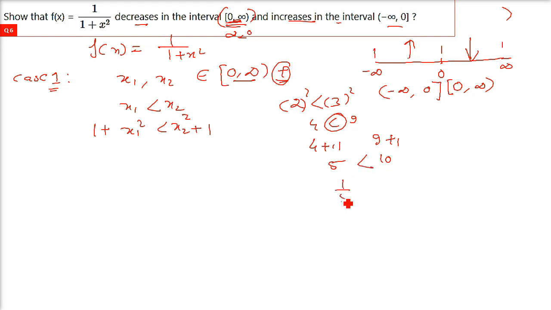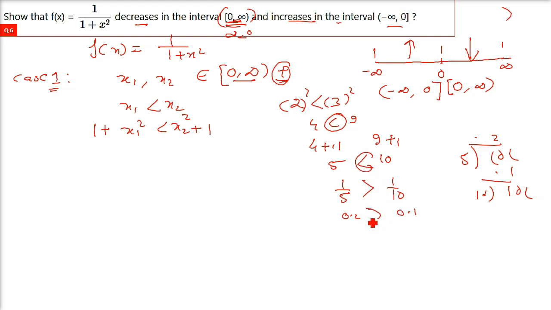But the thing will change if you take the reciprocal of 5 and 10, 1 by 5 and 1 by 10. The relationship will change. 5 was less than 10, but 1 by 5 is greater than 1 by 10. That is, 1 by 5 is 0.2 and 1 by 10 is 0.1, so 0.2 is a higher number than 0.1. So that's what I'm saying: 5 is less than 10, but 1 by 5 is greater than 1 by 10. So the relationship between these two will change.